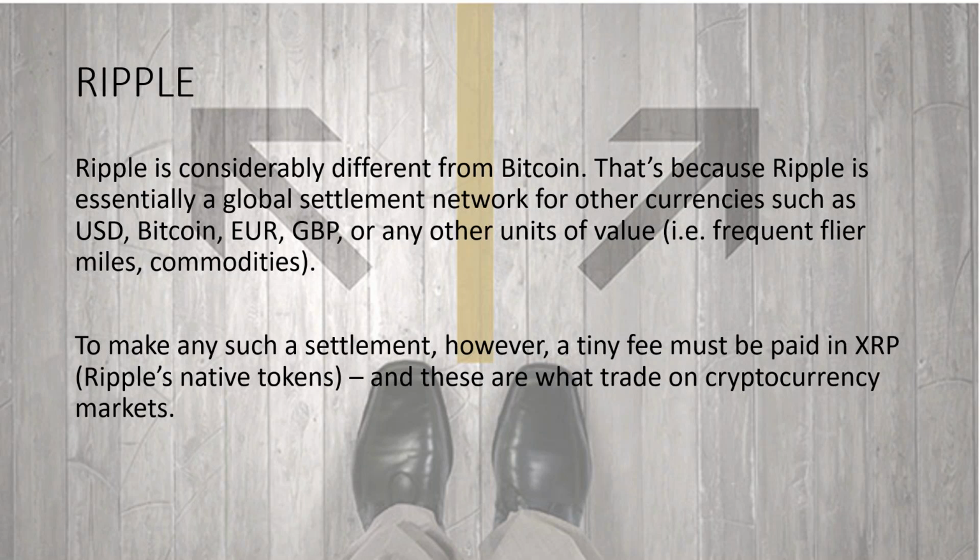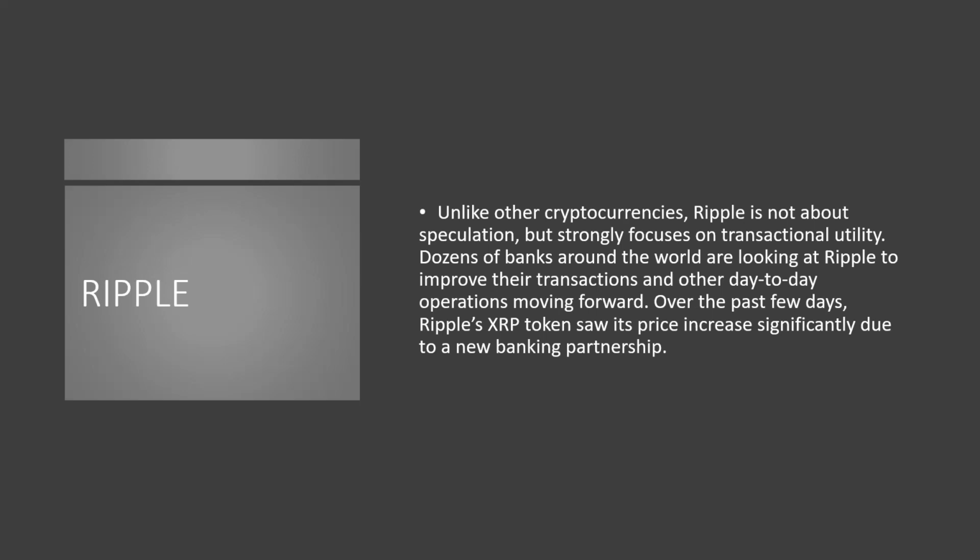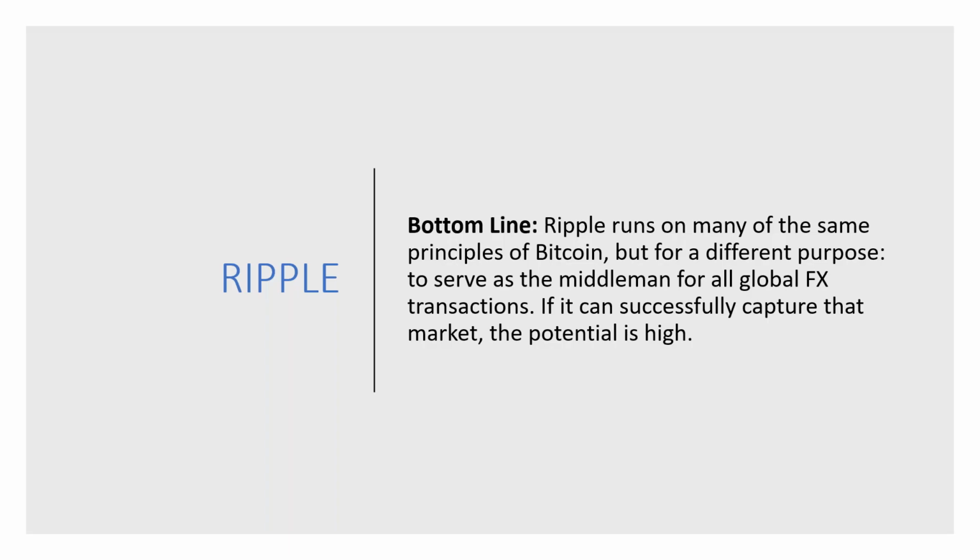As Ripple starts being employed and their technology by more and more banking institutions all over the world, their value is steadily increasing. So unlike other cryptocurrencies, Ripple is not about speculation, but strongly focuses on transaction utility. Dozens of banks around the world are looking at Ripple to improve their transactions.